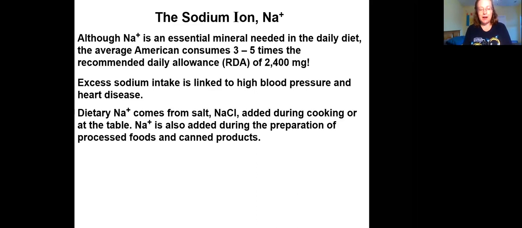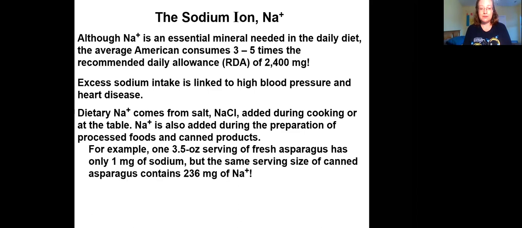Dietary sodium ion comes from salt, sodium chloride, that's added during cooking or at the table. Sodium ion is also added during the preparation of processed foods and canned products. For example, one 3.5 ounce serving of fresh asparagus has only 1 milligram of sodium, but the same serving size of canned asparagus contains 236 milligrams of the sodium ion.